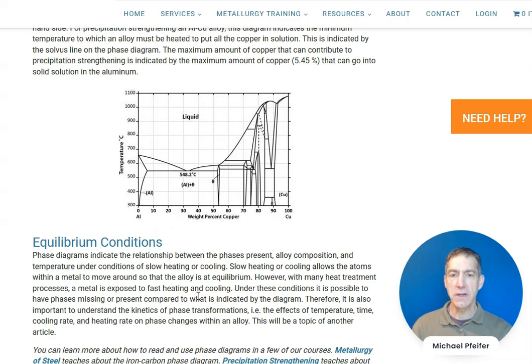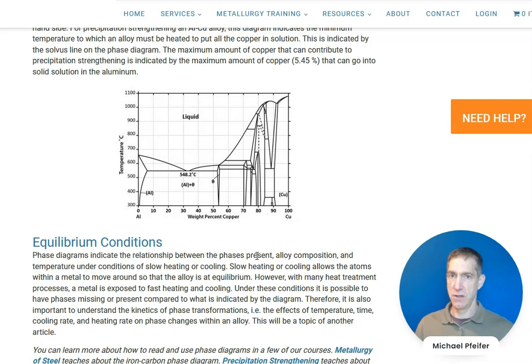It's important to understand that phase diagrams indicate the phases that are present under equilibrium conditions. This means that the alloy has been heated and cooled slowly enough so that the equilibrium phases form. If we heat and cool the alloys fast, then we can form other phases, and those aren't shown in the phase diagram. The other thing that's not shown in the phase diagram is the effects of heating and cooling rate on the size, shape, and location of phases that form in a metal.